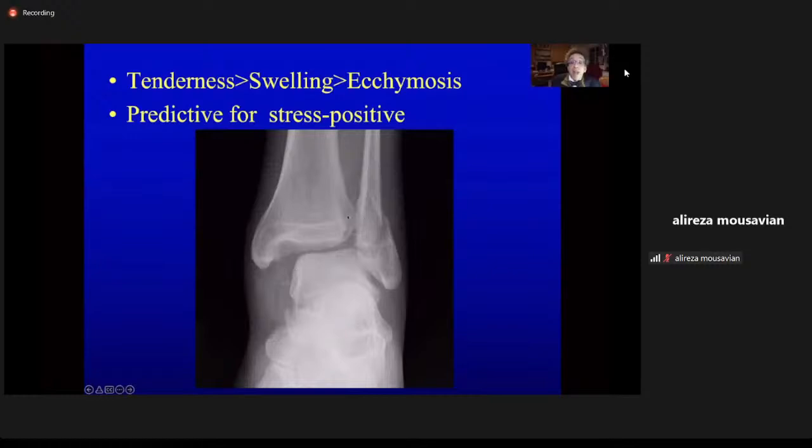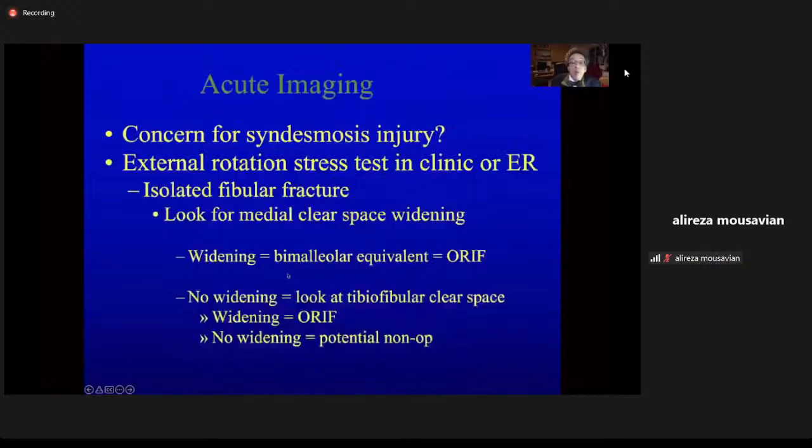As you see here, this one didn't even need a stress test. You see the widening, the lack of overlap, and you could see that if we had an overlap of 6, that would be normal. If we have a widened clear space of greater than 6, that is abnormal. And of course, we have clear evidence of a deltoid injury.